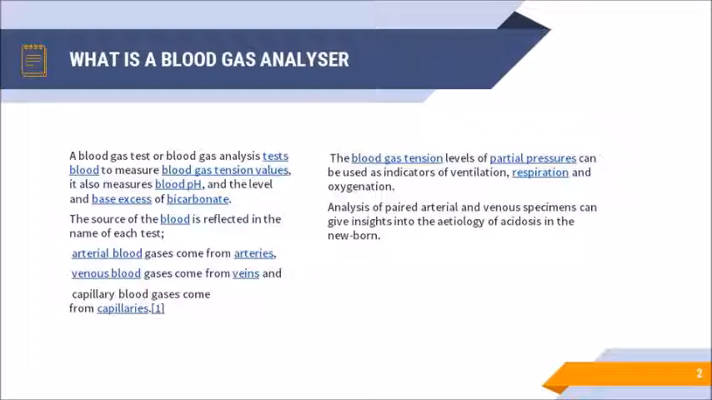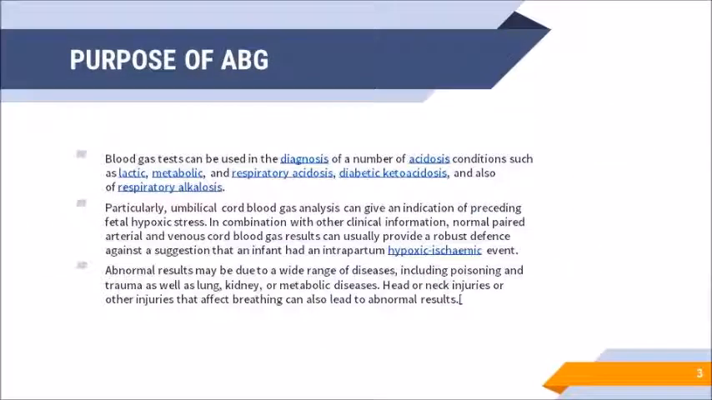These blood gas tension levels provide you the levels of partial pressures that can be used as an important indicator of ventilation, respiration, and oxygenation of the patient. Impaired oxygenation is highly visible in these blood gas tests. The ABG or the VBG analysis gives you insights into the etiology of acidosis in the patients.